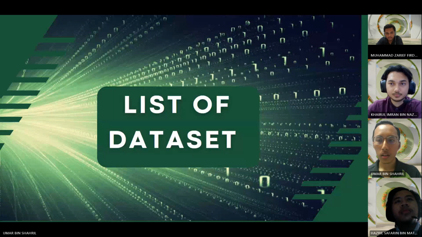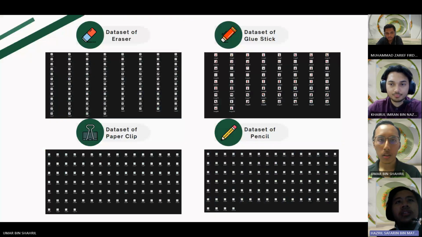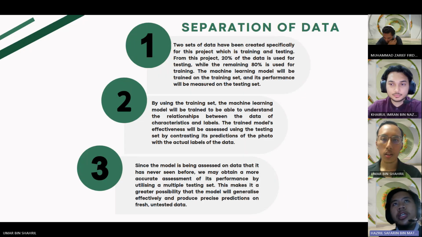Next, for the list of datasets. We have four datasets, which are the dataset of eraser, dataset of glue stick, dataset of paperclip, and dataset of pencil. For the next slide, I will pass to Muhammad Zarfida.